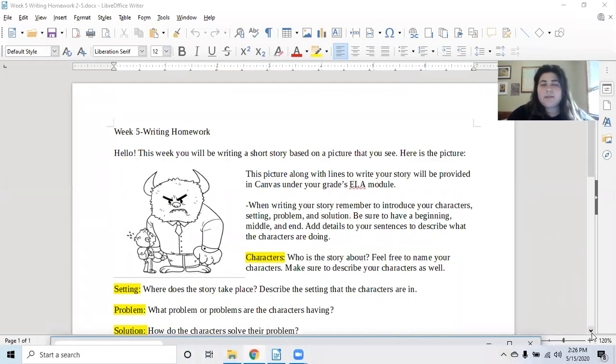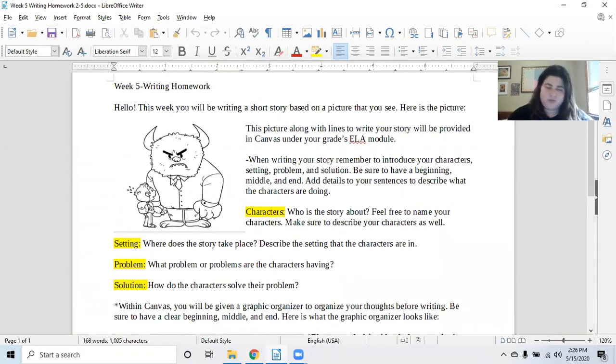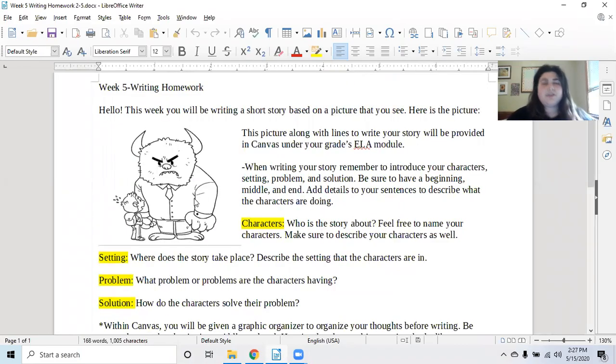So you're going to be writing a short story based on a picture that you see. Now, there's going to be a bigger picture on the final copy that you do. But here's the picture right here. It's a little boy and a monster, okay? So what you're gonna do is you're gonna analyze the picture, look at the picture really closely, and then you're gonna create a story based on the picture that you see.